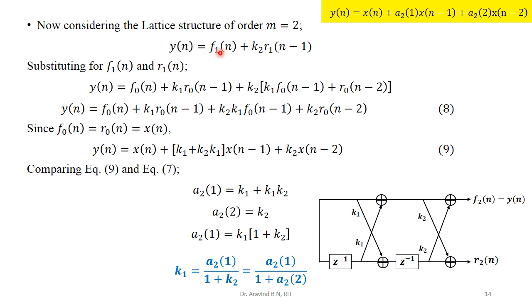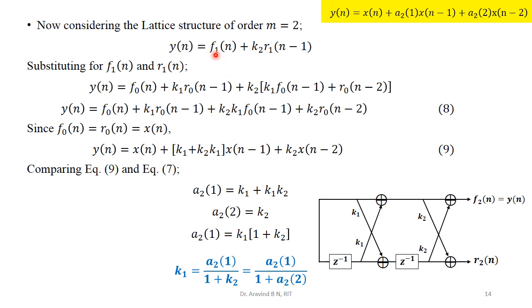So y of n is equal to f1 of n plus k2 r1 of n minus 1. So here we can identify that one. Y of n is nothing but f2 of n. So what is this y of n we are going to have? Outcome of this summation is what? Y of n. Now what is the input? So first stage output, that is f1 is one input, and then a delayed version of r1 is another input for this one. So that is what has been written over here. Right? Now I need to get back up to this point to have a final realization.